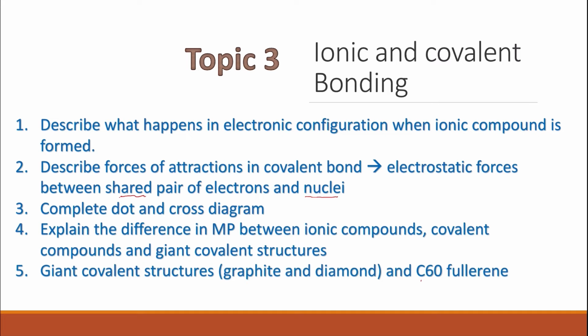C60 fullerene is not a giant covalent structure. It's simply a big covalent compound, a big molecule which has 60 carbon atoms. So you need to distinguish between C60 fullerene and giant covalent structures because it's not one of the giant covalent structures.